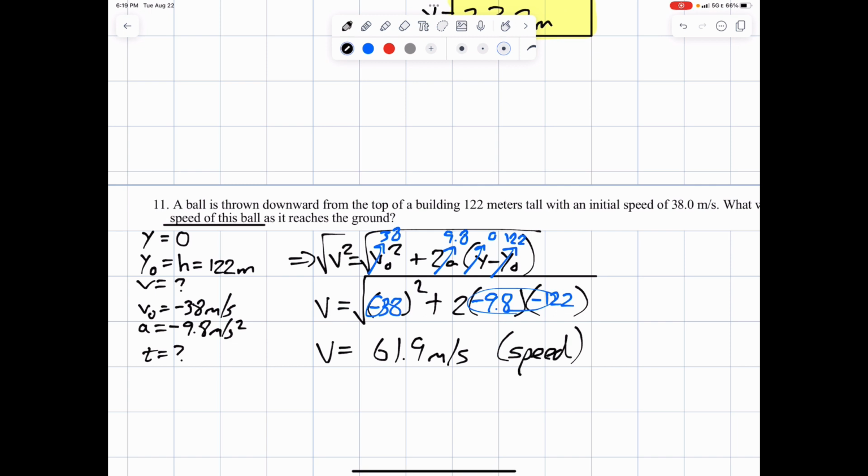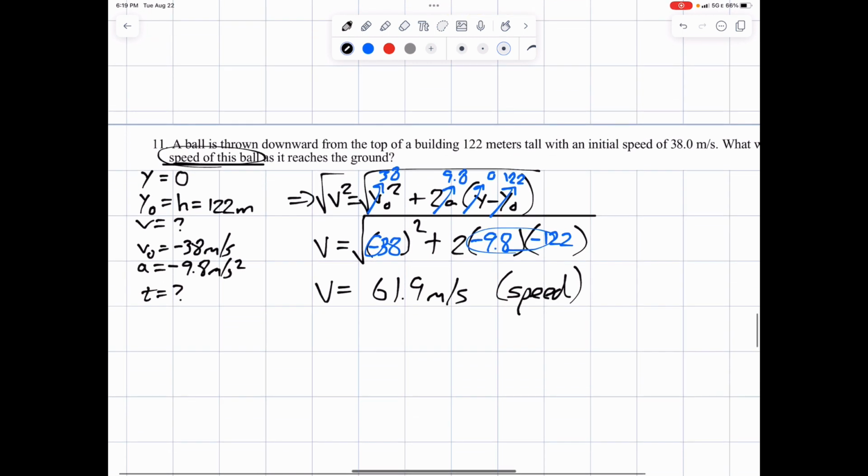So this is the speed. I know it's asking for the speed, but I think the question really wanted the velocity. So the velocity of the ball would just be negative 61.9 meters per second because of its downward direction.